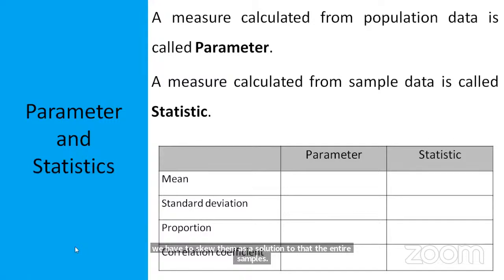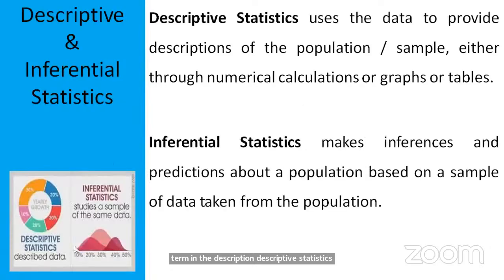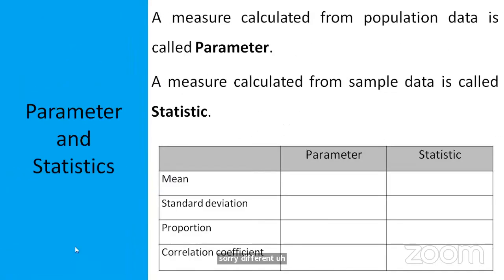So what are the parameters we have used in descriptive statistics and in inferential statistics? A measure calculated from the population data is called a parameter. The measure calculated from the sample data is called a statistic.